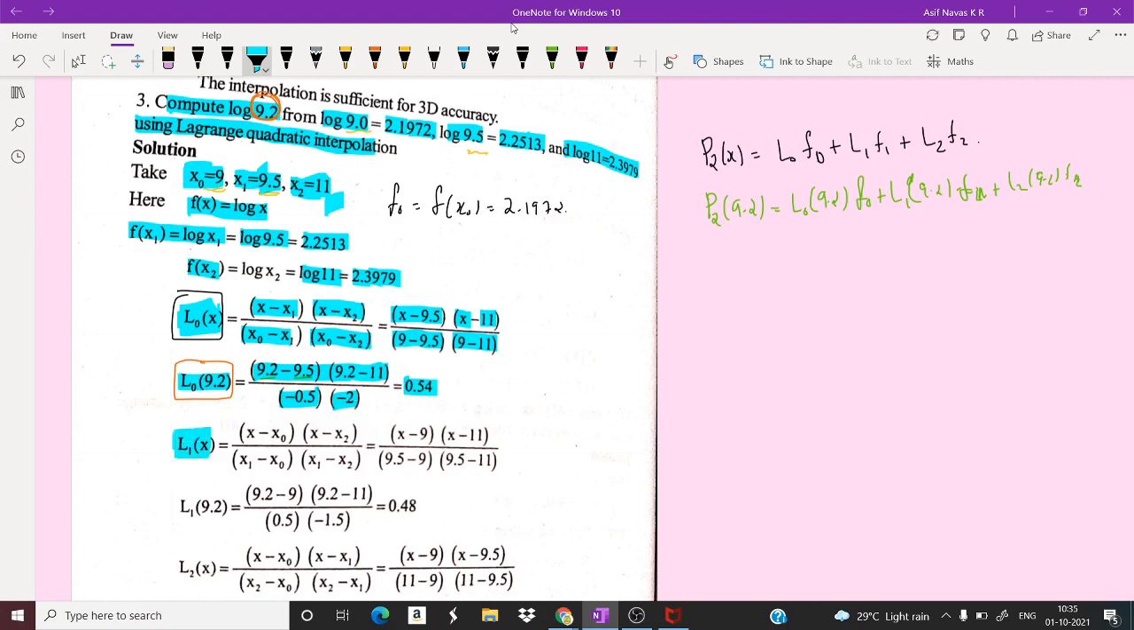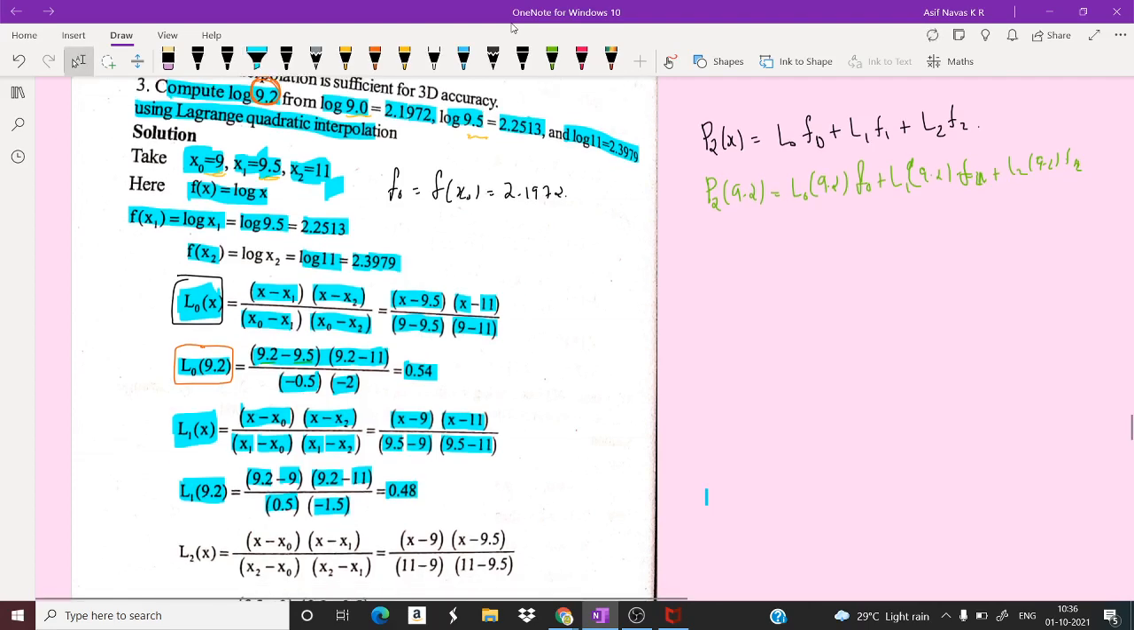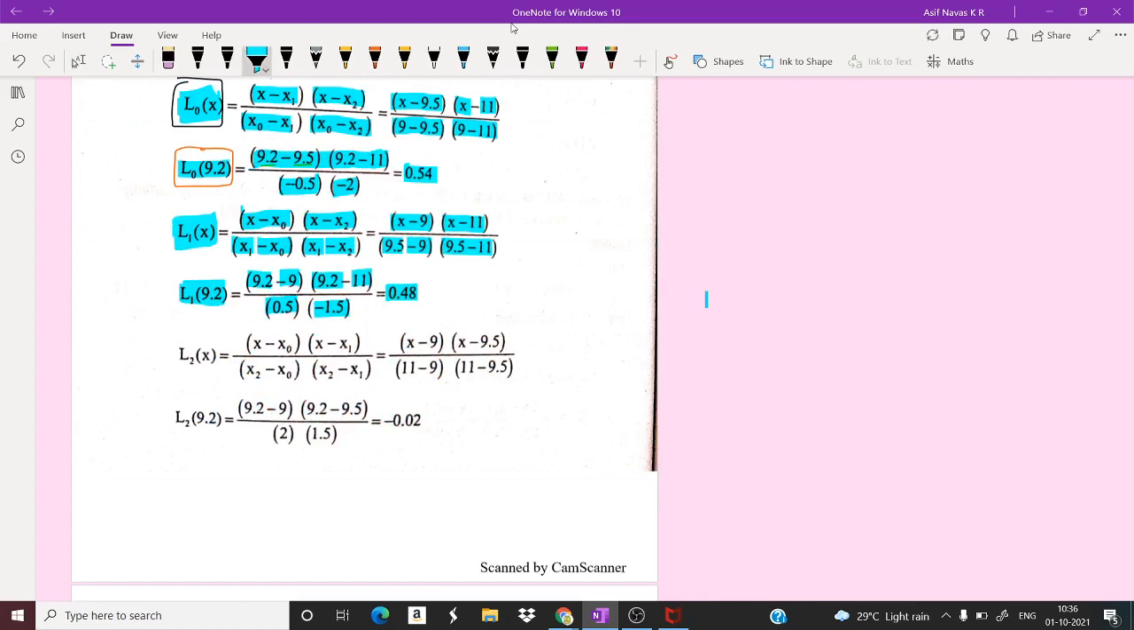Next, we will find out L1 of x. The formula is, you should write this formula: x minus x naught into x minus x2 divided by x1 minus x naught into x1 minus x2, which is equal to x minus 9 into x minus 11 divided by 9.5 minus 9 into 9.5 minus 11. So L1 of 9.2 is 9.2 minus 9 into 9.2 minus 11 divided by 0.5 into minus 1.5, which gives 0.48. Similarly, you find out what is L2 of x. Just apply the formula and calculate what is L2 of 9.2. So the value is minus 0.02.